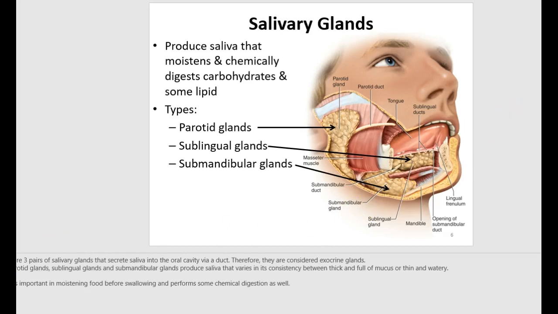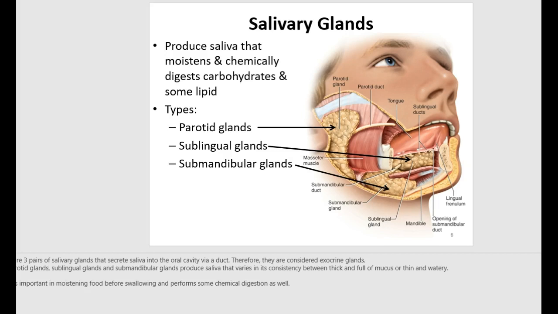Associated with the oral cavity are salivary glands. We have 3 pairs of these that secrete saliva into the oral cavity through a duct. Since they use a duct, they're considered exocrine glands. So these 3 pairs are the parotid glands, the sublingual glands, and the submandibular glands.